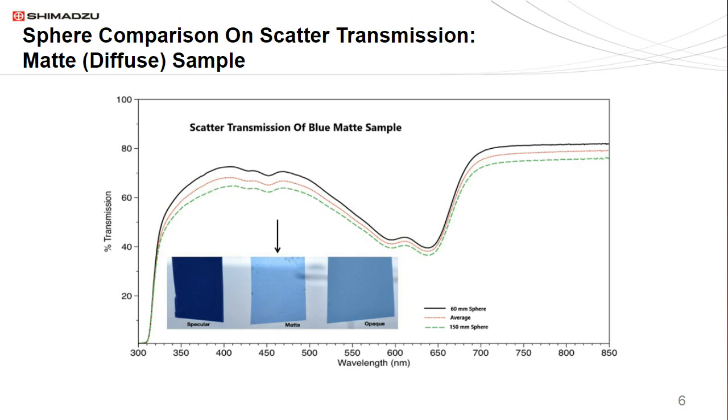The red line is an average. So if you did need to compare a 150 to a 60, the best thing to do would be probably to average the two spectra together.